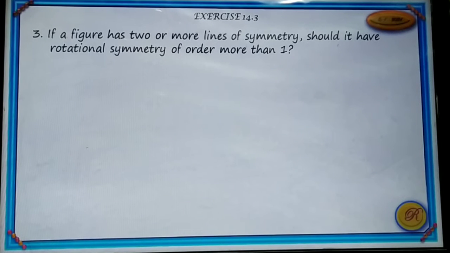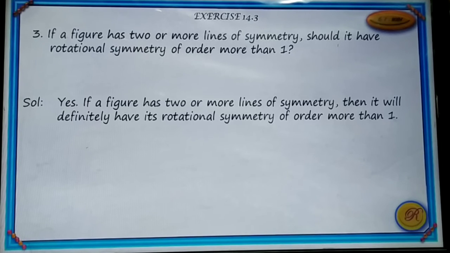Third question. If a figure has 2 or more lines of symmetry, should it have rotational symmetry of order more than 1? Solution. Yes. If a figure has 2 or more lines of symmetry, then it will definitely have its rotational symmetry of order more than 1.